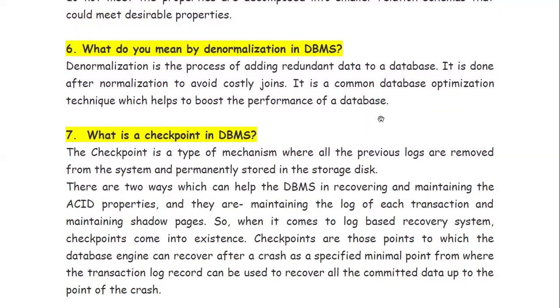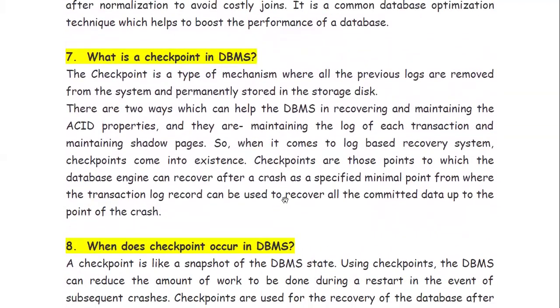So there are two or three things you have to remember with respect to this term, denormalization. It intentionally adds redundant data to a database, and is done after the normalization process, so that we can avoid some complicated joins, or joins which are really costly in terms of time complexity, and may even cause complex problems. So overall, denormalization can be thought of as a database optimization technique to boost the performance of a database.